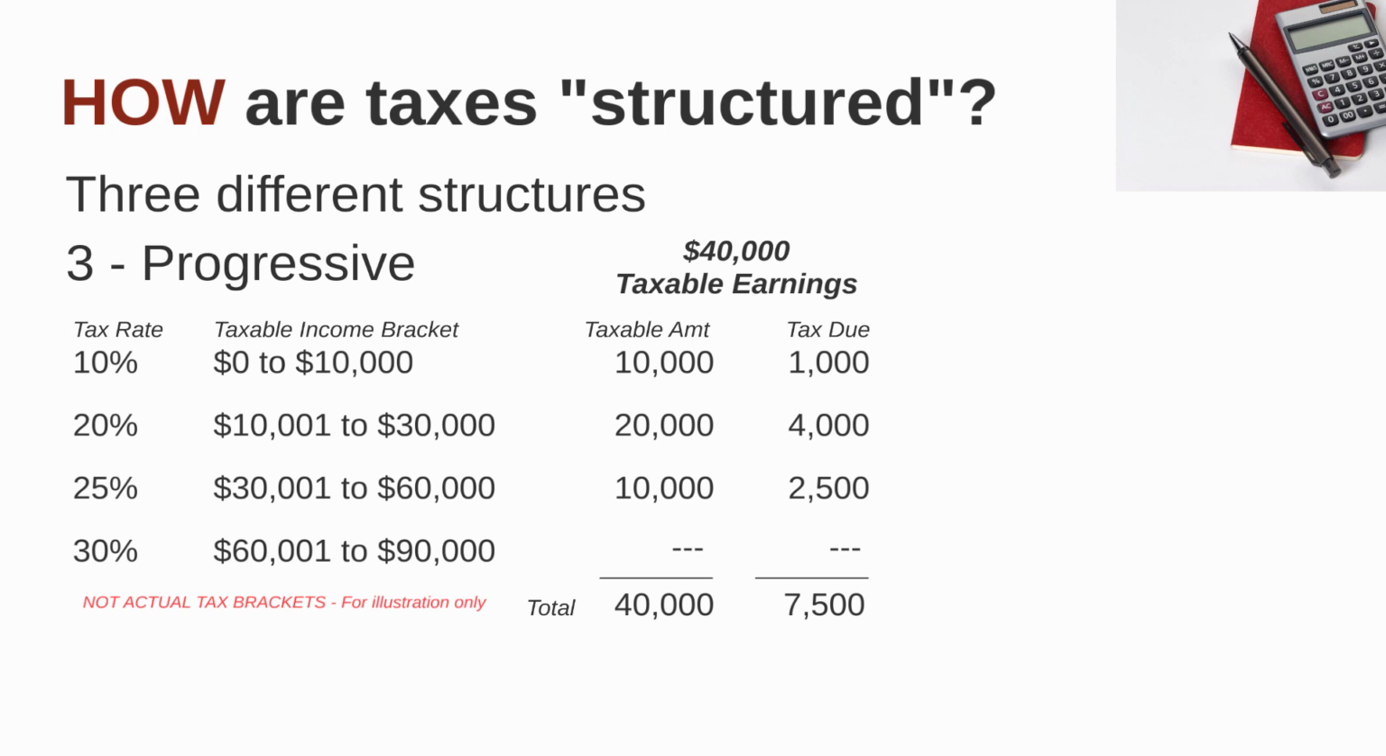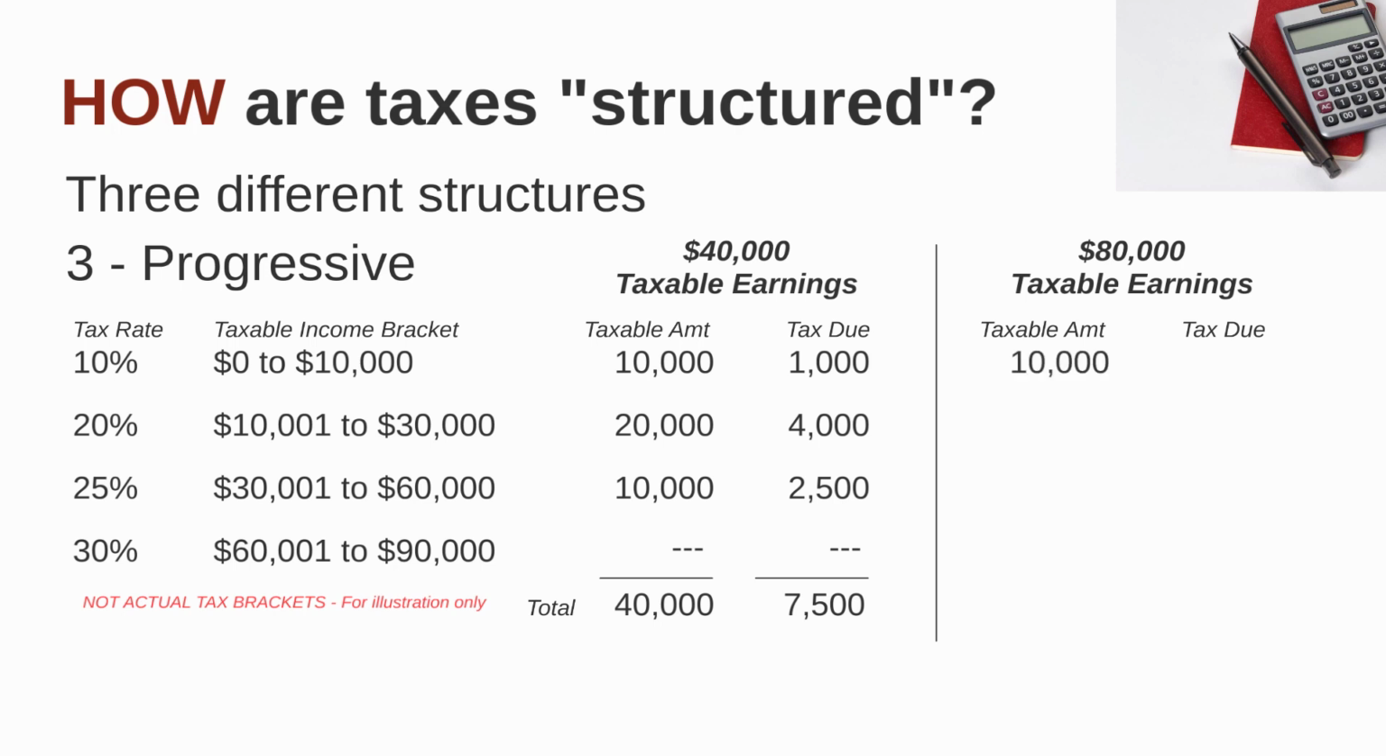Another example is instead of $40,000 in taxable earnings, we're going to have $80,000. So the tax is going to be the same on the first bracket because it's the first $10,000. It's also going to be the same on the second bracket. When we get to the third bracket, in our first example, there was only $10,000 left. But in this example, there's a full $30,000 still to work with. At 25%, the taxes on that bracket of income are going to be $7,500.